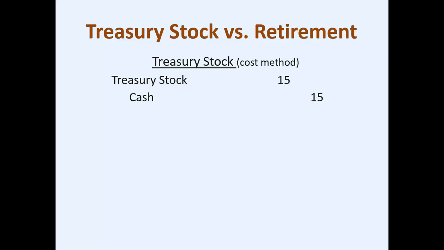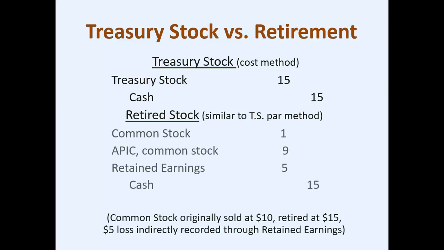So looking at an example, let's say I paid $15 for treasury stock. I recorded debit to treasury stock, credit to cash. Retired stock, this is the PAR method. So instead of recording it as treasury stock, cash goes out for 15, but I reduce common stock, I reduce APIC, and the remaining loss. So what this would have been if I initially issued it at 10 and then I retired it at 15, that is a loss, but I'm not allowed to show it on the income statement. It goes to retained earnings.